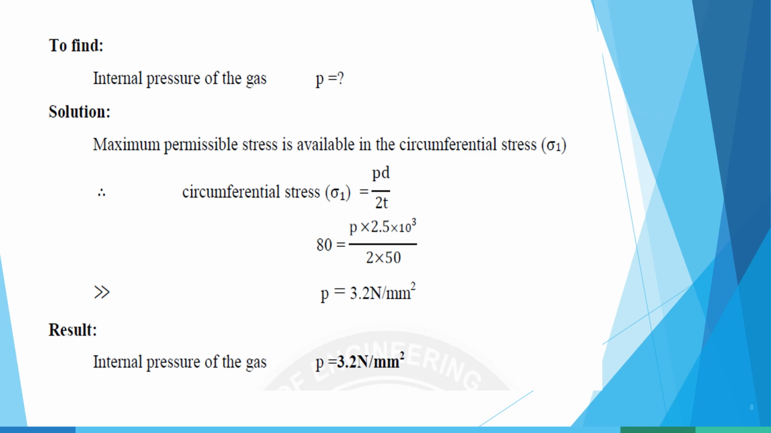To find the internal pressure of the gas P. The maximum permissible stress is the circumferential stress sigma 1. Circumferential stress sigma 1 is equal to PD divided by 2T. Therefore, sigma 1 is equal to 80. We don't know the P value. Then we substitute the D value 2.5 into 10 to the power 3, then 2 into T value 50. Then we got P is equal to 3.2 Newton per mm squared. The internal pressure of the gas is P is equal to 3.2 Newton per mm squared.